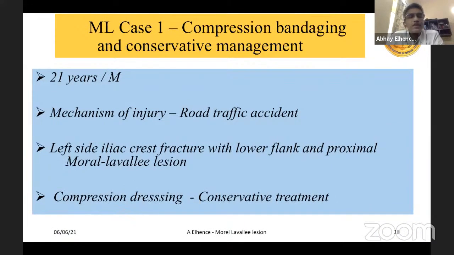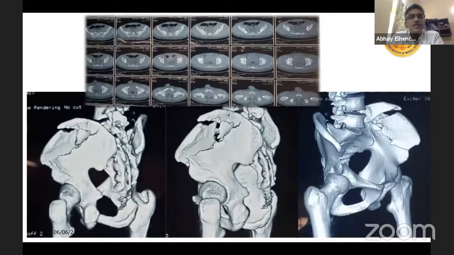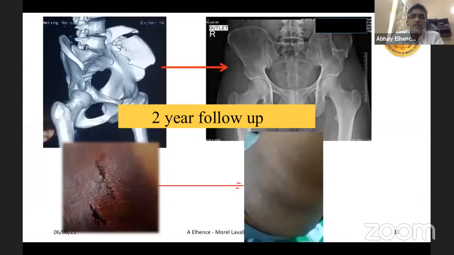Case one was a 21-year-old male who sustained injury in a road traffic accident, had an iliac crest fracture, and had a Morel-Lavallée lesion in the region of the lower flank and the proximal thigh. The ultrasound revealed septations and a hypoechoic lesion in the soft tissue plane. The CT scan revealed a bony injury, which probably does not need anything doing. This patient, for other reasons, had to be treated conservatively. But he did exceptionally well with compression bandaging with a pelvic binder. After 2 years, his soft tissue lesion had healed and his bony injury had healed without any significant intervention. So this patient did well with conservative treatment, essentially because the volume of the cystic cavity was not high.